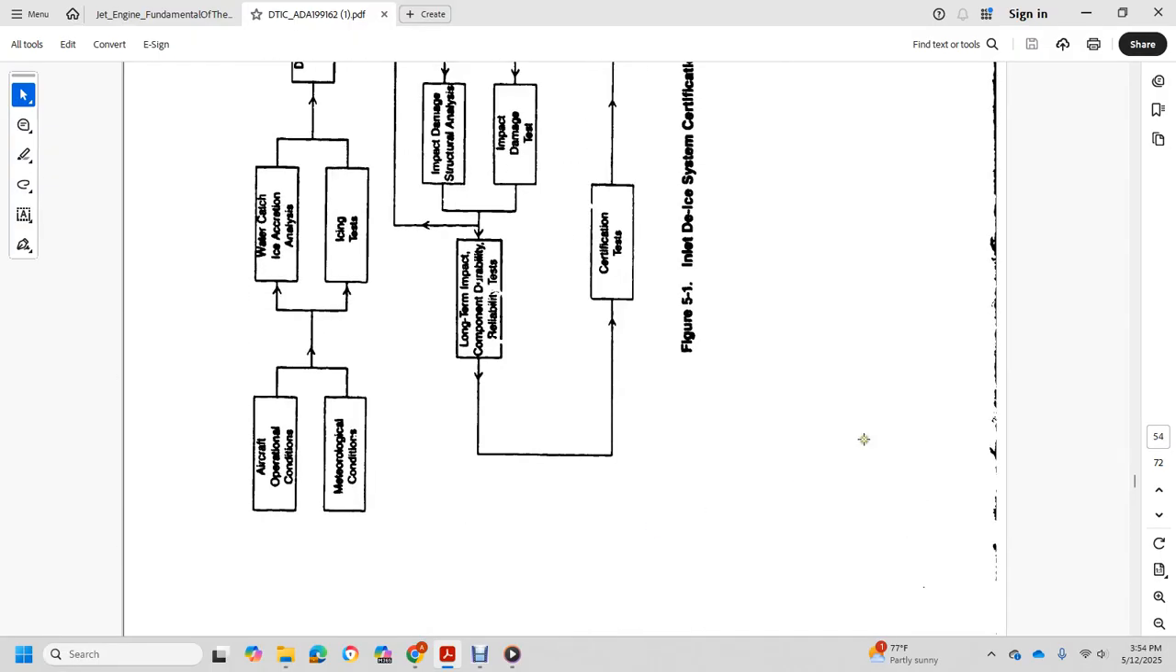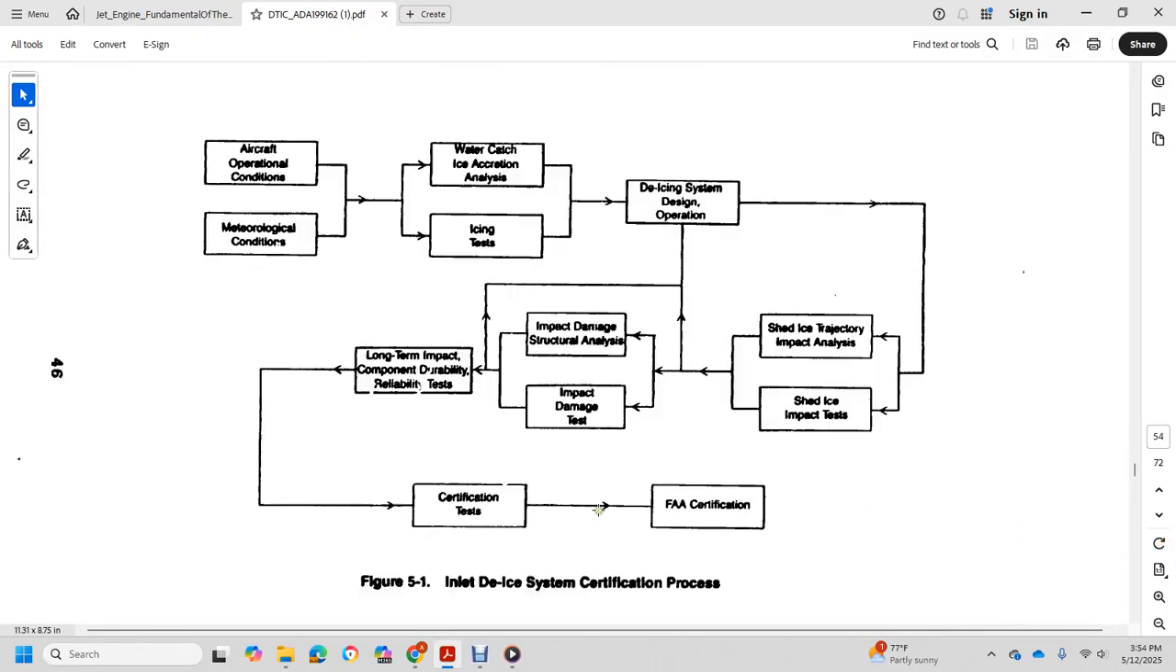In conclusion, inlet de-icing system certification goes from aircraft operation conditions and meteorological conditions into water catch and accretion analysis, icing test, and de-icing system design operation. That goes into shed ice trajectory impact analysis, impact testing, then design icing system operation. From those two it goes into impact design structural analysis, impact design testing, and from there it goes back to the de-icing system design operation.